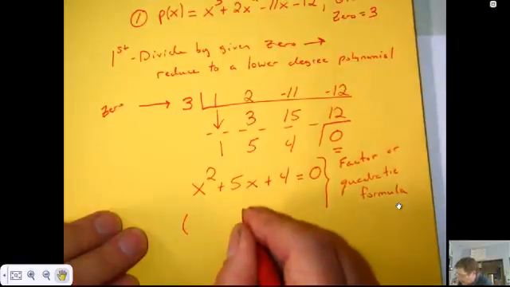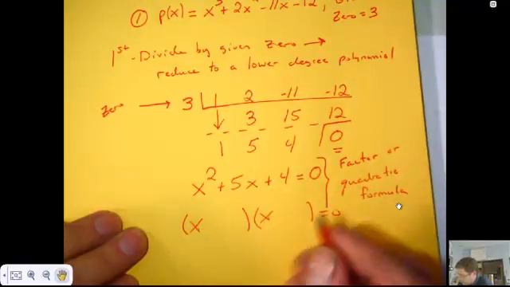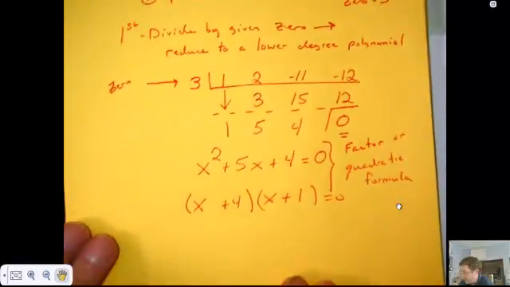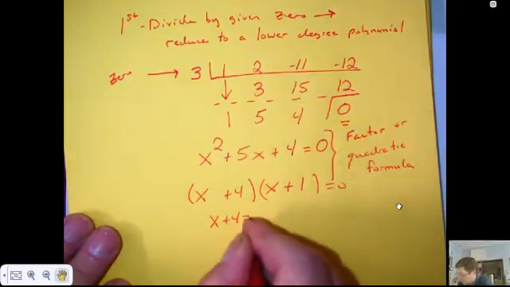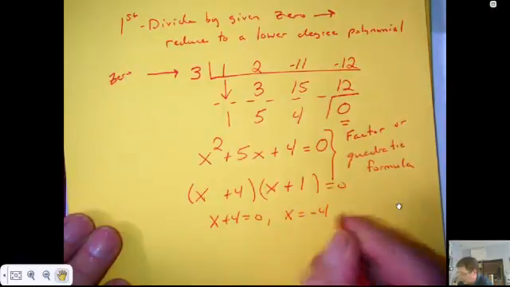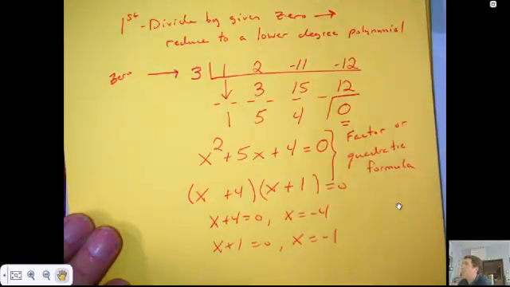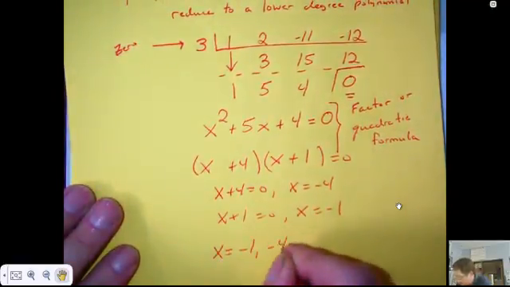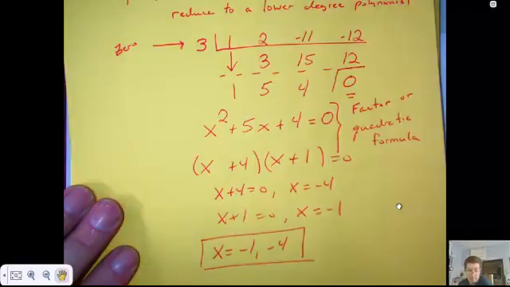So what's this factor into? 1 and 4. It would be x and x, plus 1, plus 4. So in fact that means the zero product property says that either x plus 1 equals 0, or x plus 4 equals 0, so x equals negative 4. The question said find the remaining zeros, so the remaining zeros are negative 1 and negative 4. That's the remaining zeros.